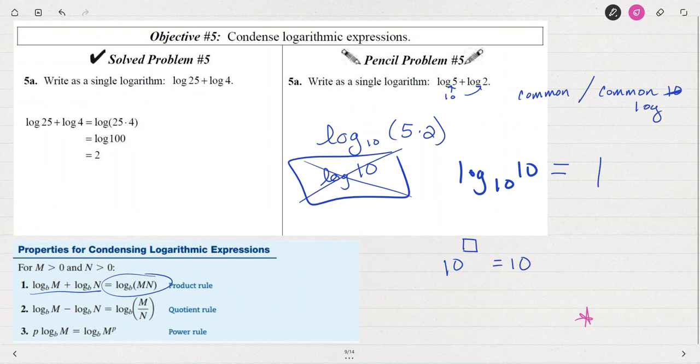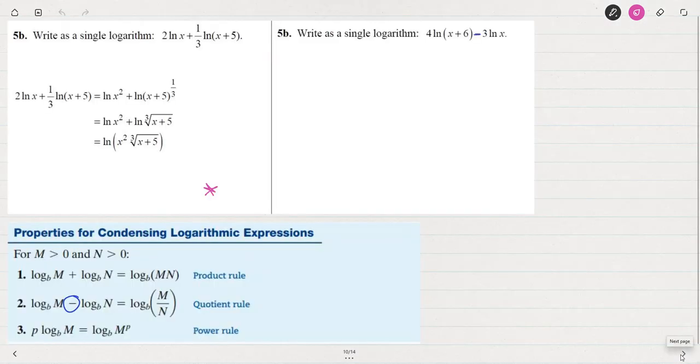Let's move on to 5b. Here we're going to go from difference to a quotient. So if I have the difference of two logs, I could rewrite that as a single log of their quotients. Before I do that, though, let's use the power rule to rewrite each of these. So this 4 natural log of x plus 6 is going to be the natural log of x plus 6 to the 4th power, right? So the 3, same thing, I could write this 3 in as the exponent. So minus the natural log of x cubed.